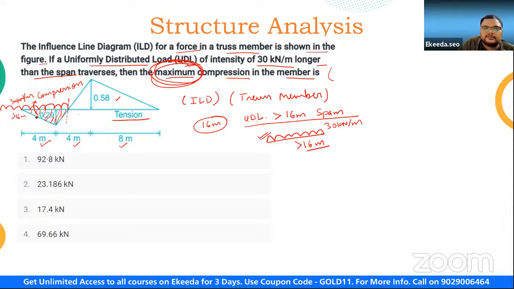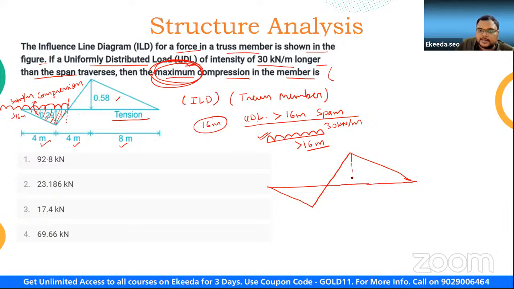Now the question remains: how to find the area of this triangle. Let me draw the diagram here again. Let us say that we have to find out the area of this portion. So how do we find the area of this portion?